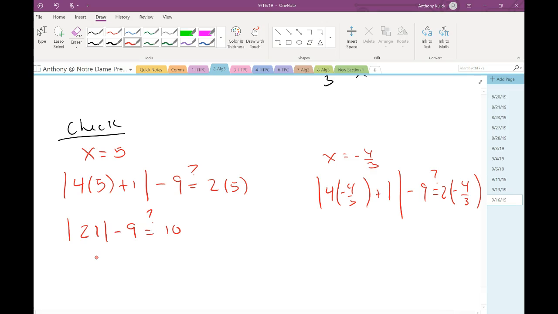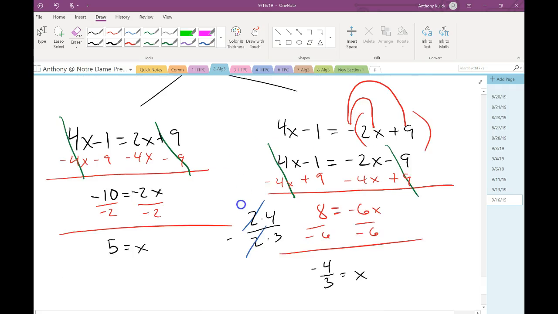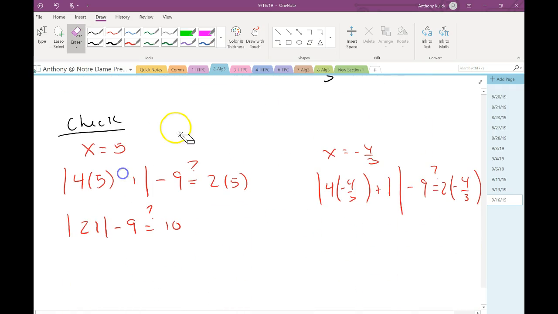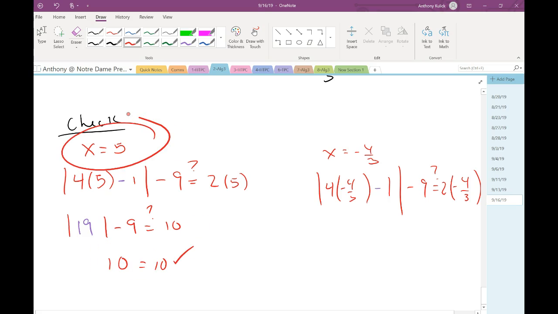Oh my goodness, what did I do wrong here? That's a minus 1. I wrote plus 1. There we go. Something smelled fishy there. And then absolute value 19 is 19, and 19 minus 9 is 10. So x equals 5 works.